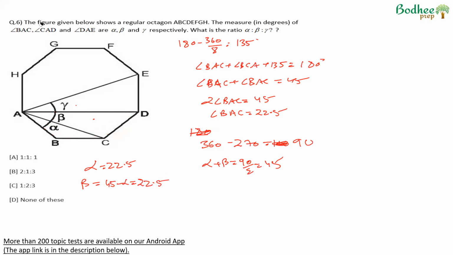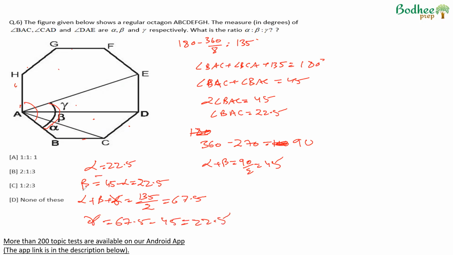Next, we look at gamma. Now, if we look at this diagonal AE, AE divides the octagon into two equal halves. AH, HG, GF, FE on one side; AB, BC, CD, DE on the other. 1, 2, 3, 4 sides here, 1, 2, 3, 4 sides here. Therefore, alpha plus beta plus gamma should be half of angle A. Angle A is 135, so 135 by 2 is 67.5. Alpha plus beta we know is 45. Therefore, gamma will be 67.5 minus 45, which will again give us 22.5.